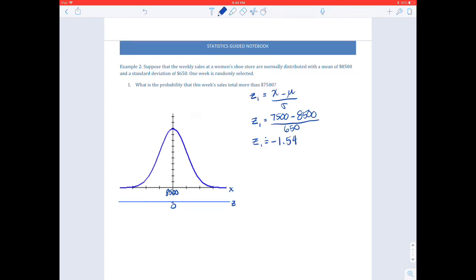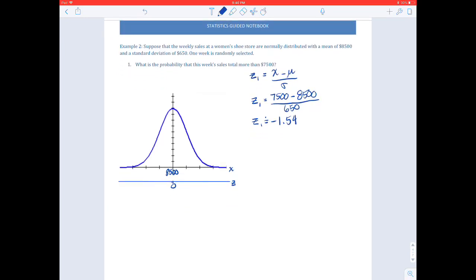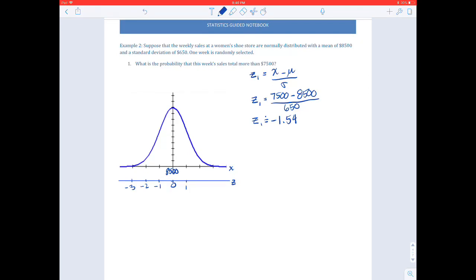And that makes sense, right? Because 7,500 is under the mean. Remember, this would be the number of standard deviations below the mean. I'm not going to worry about the x1 yet because I'm going to show you that on a different problem. So here we are. The negative 1.54 is going to be about here.